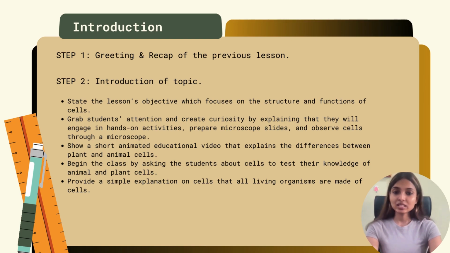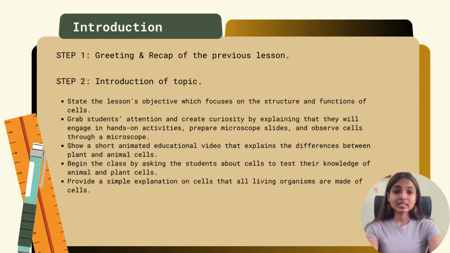Followed by that, the teacher will show a short animated educational video that explains the difference between plant and animal cells, such as cell wall, cell membrane, cytoplasm, and nucleus. Throughout the lesson, the students will be recalling the words used in the video.